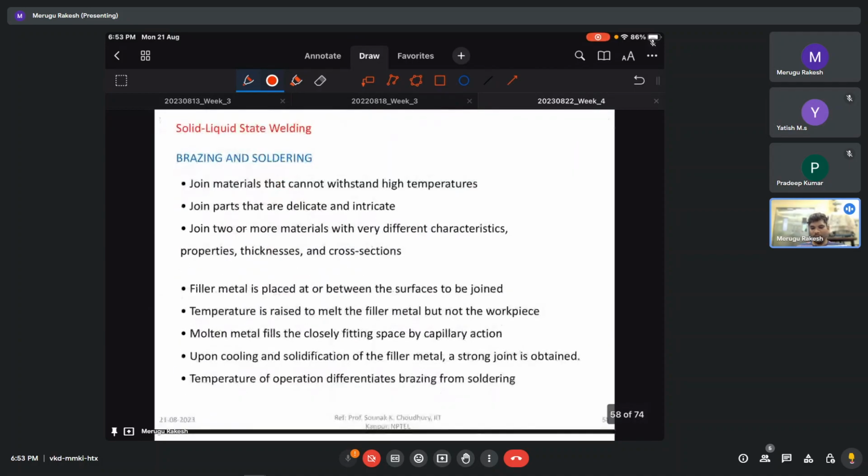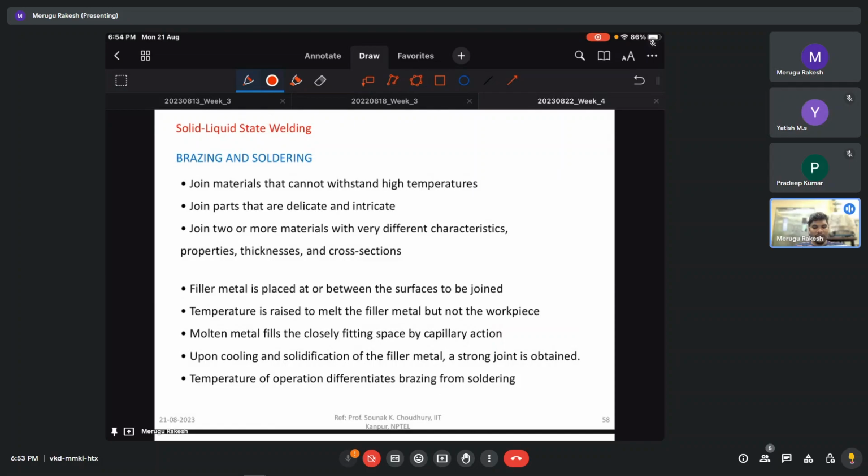Then we have different types of solid and liquid state welding processes, such as brazing and soldering. The only difference between brazing and soldering is the temperature at which we operate. Both are used for joining materials that cannot withstand high temperatures, such as electronic components. They join parts that are delicate and intricate, and join two or more metals with very different characteristics, such as thickness or cross section.